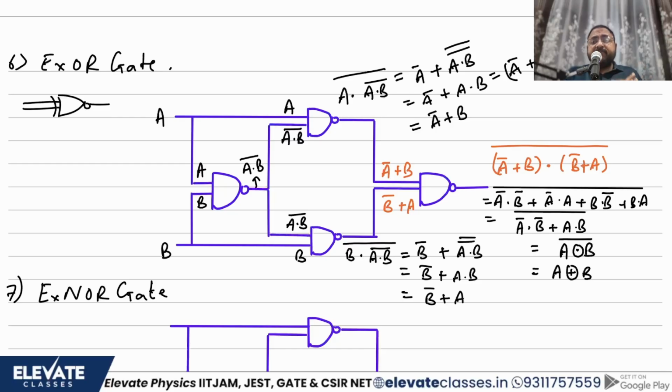Now, can we do the same for XNOR? Very simple. You already have an XOR gate. All you need is a complement operator in front of it. Are you getting the point? We have an XOR gate, XOR is already ready. Put a complement in front of it, and there you will have your answer.